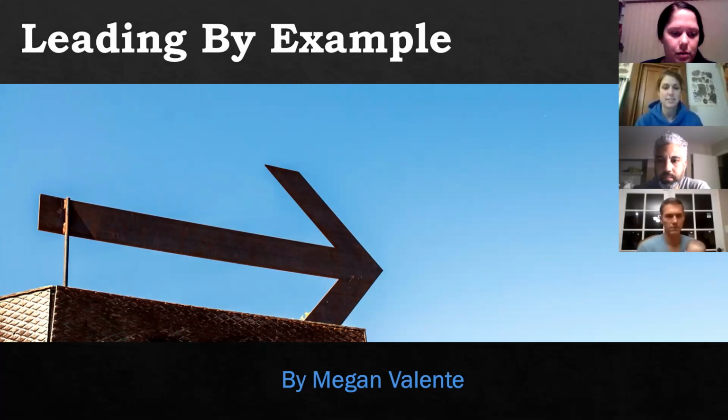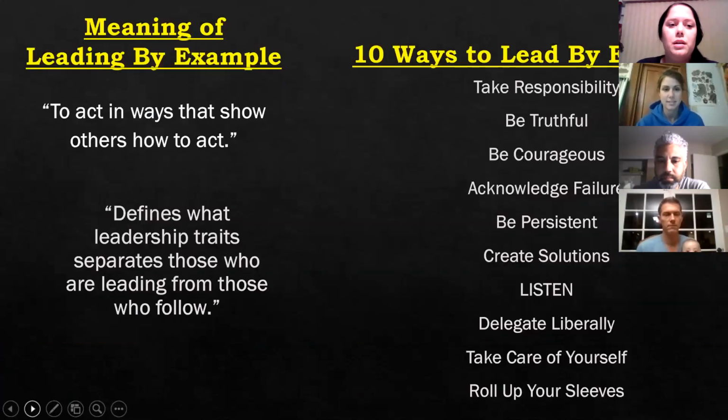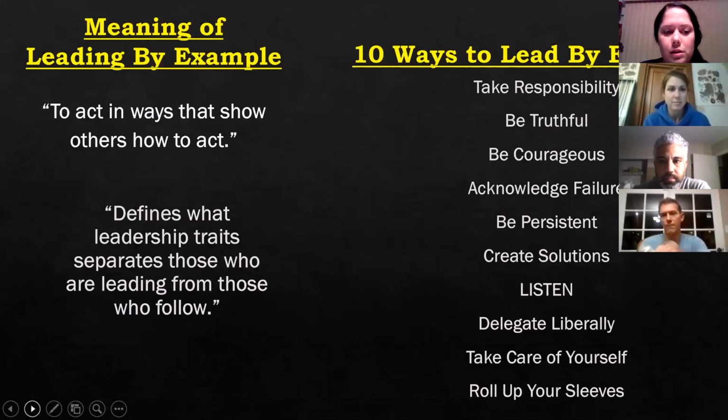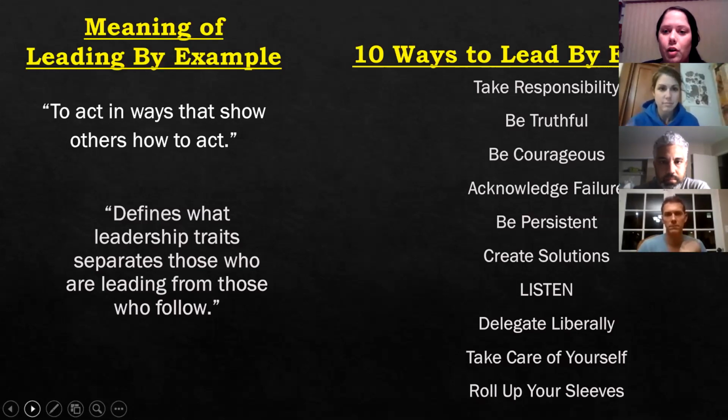So leading by example. The meaning of leading by example: to act in ways that show others how to act, defines what leadership traits separates those who are leading from those who follow. Obviously, we all kind of have heard this in our lives and we know what it means, but those are the exact meanings of it right there. Okay, so 10 ways to lead by example.